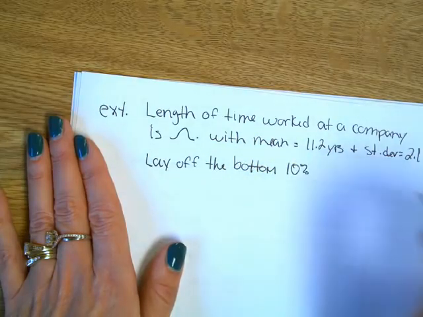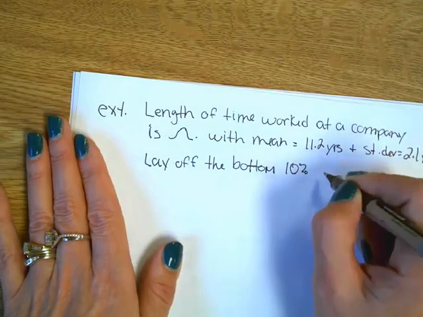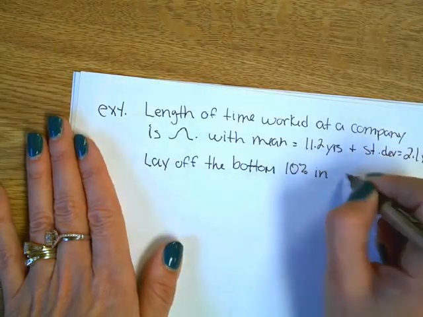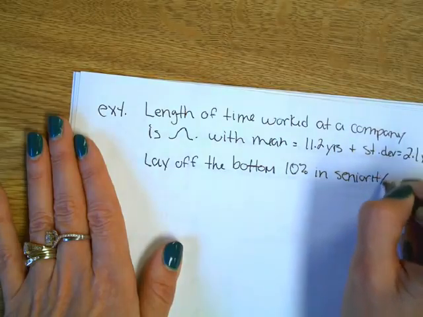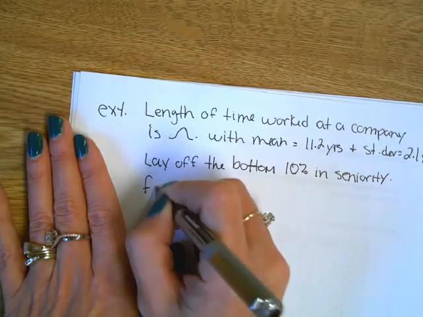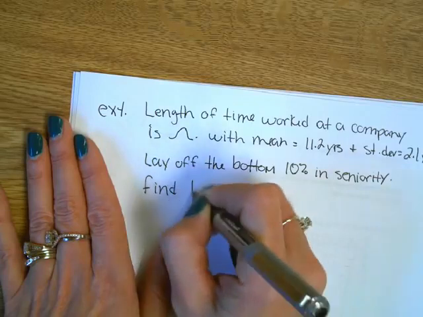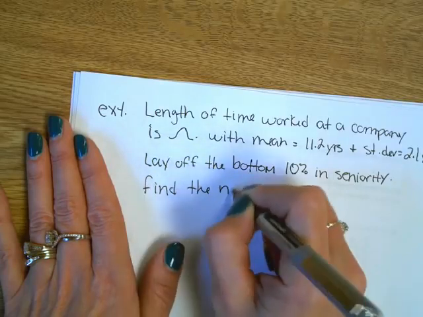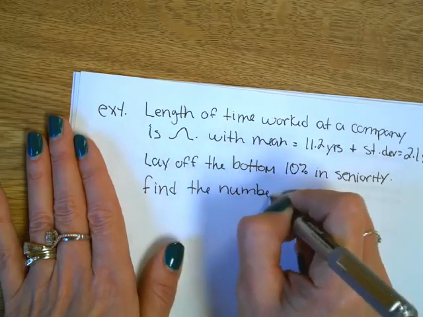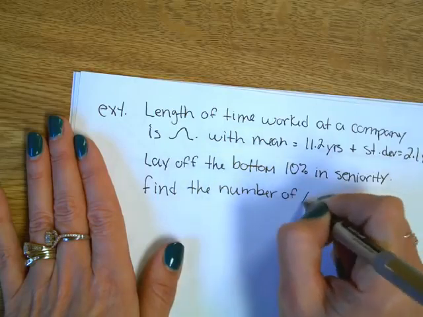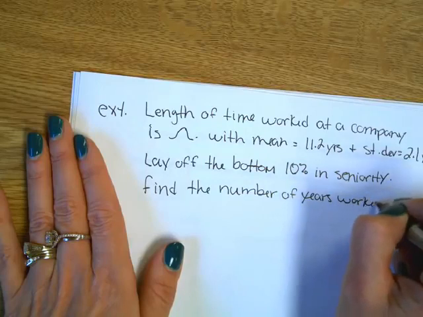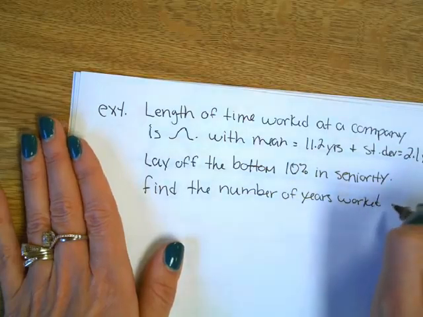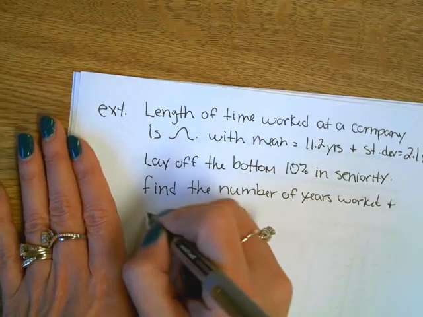That's just 2.9. Yep. Find the number of years worked and still get laid off.